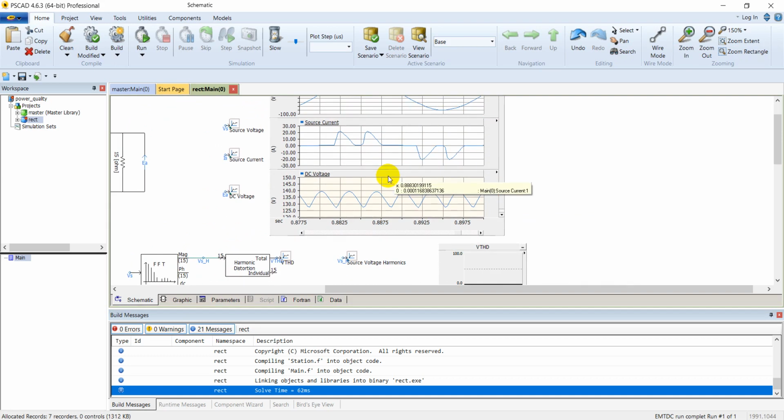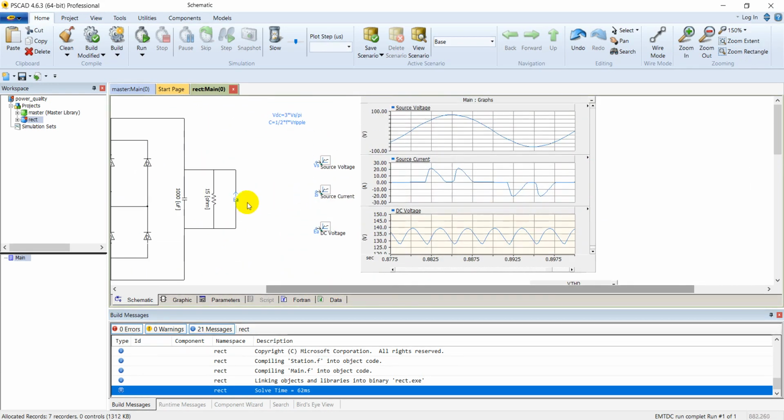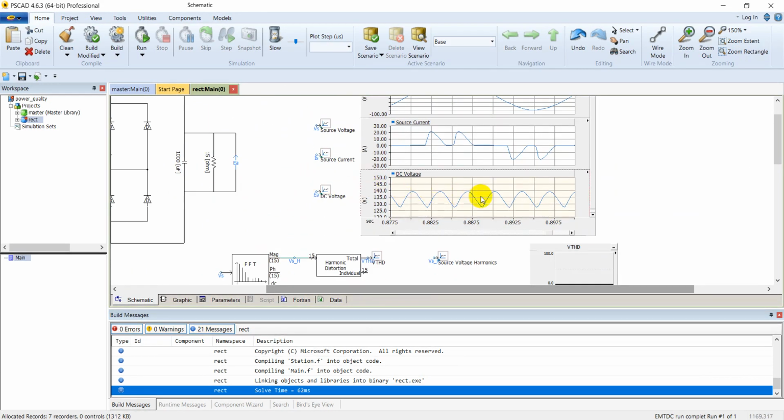source current. And you see the very low 10 volt peak to peak ripple, which was supposed to be here. We have created the capacitance according to this formula. It's there.